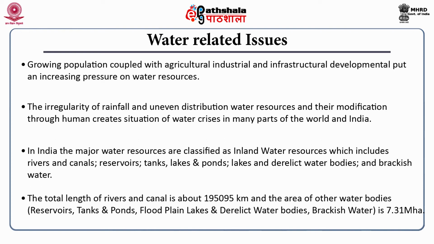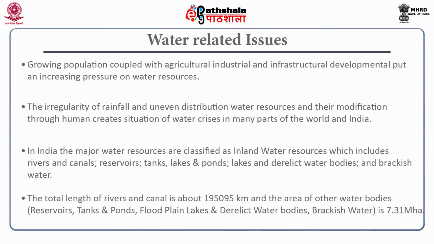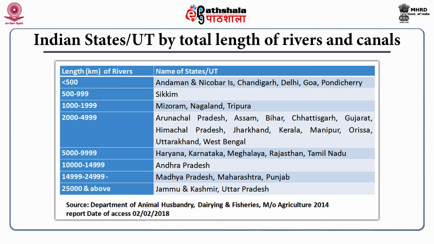The total length of rivers and canals is about 1,95,095 kilometer, and the area of other water bodies like reservoirs, tanks, ponds, floodplain lakes, derelict water bodies, brackish water is about 7.31 million hectare. This table shows the length of different rivers and canals in different Indian states and union territories.